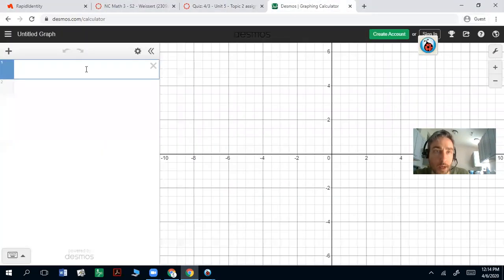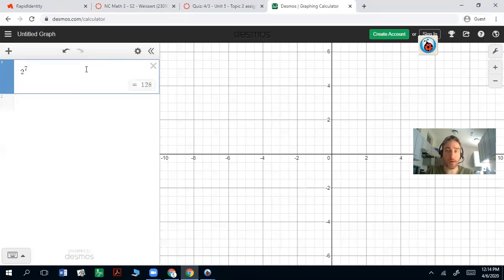It could be trial and error if you want. 2 to the 5th power, that's 32. So that's too small. 2 to the 6th power is 64. 2 to the 7th power is exactly 128. So your answer is actually just going to be 7. All right, 2 to the 7th power is 128.